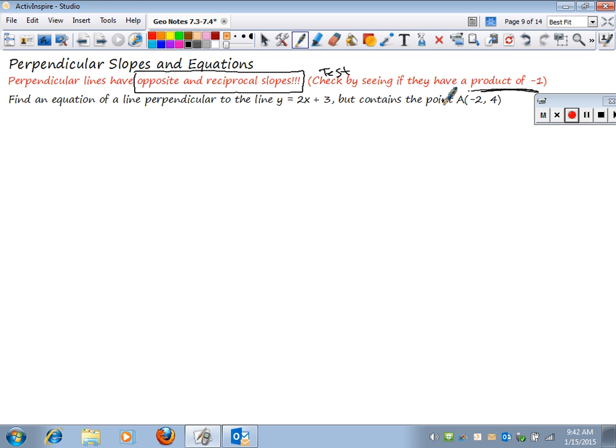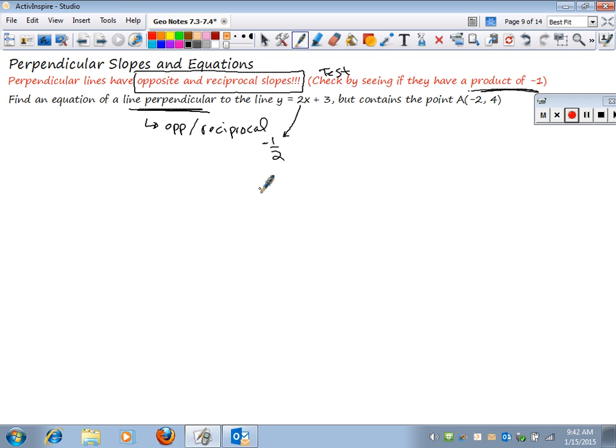So in this case, I need a perpendicular line. So I need an opposite and reciprocal slope to a positive 2. So what's going to be an opposite reciprocal slope to a positive 2? It's got to be opposite sign, so it's got to be negative, and you got to flip it. So it's got to be negative 1/2. So negative 1/2 would be my opposite reciprocal.